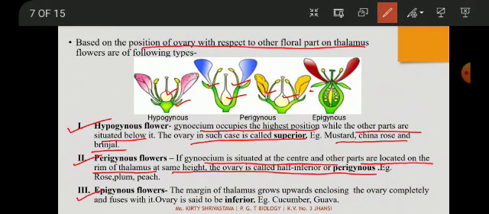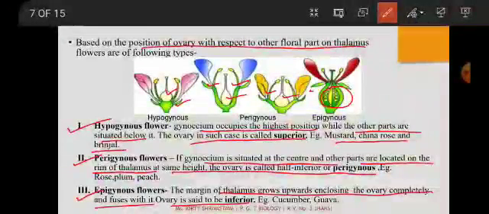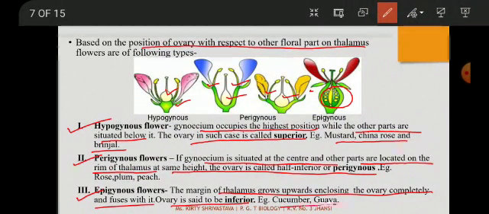Epigynous flowers have the margin of the thalamus which grows upwards, closing the ovary completely and fuses with the ovary wall. Ovary is said to be inferior in this case. Examples of epigynous flowers are that of cucumber and guava.